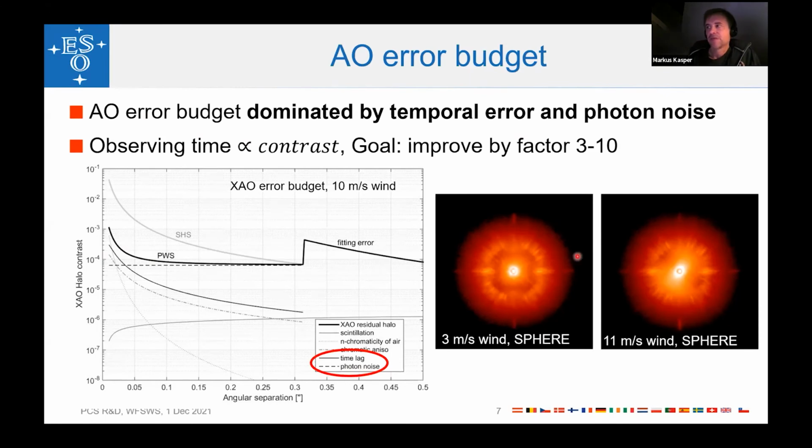And to illustrate the effect of the time delay error, here are some on-sky images with SPHERE obtained in relatively low wind, so a slow atmosphere. You see a nicely symmetric correction halo here by the DM. And if the wind is high, you can see this elongated structure here, this plume of light that adds photons and adds noise.